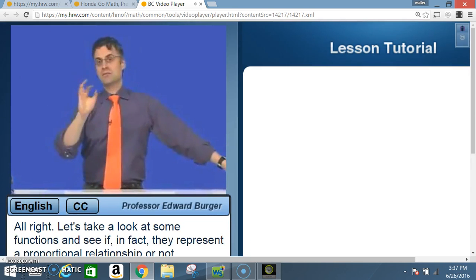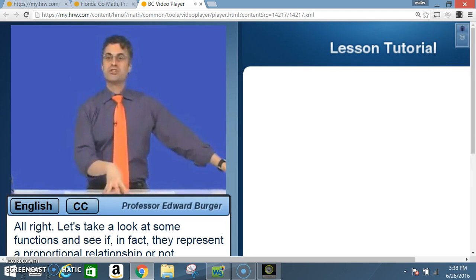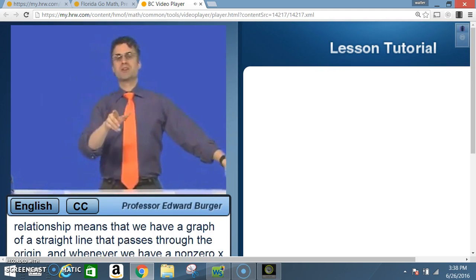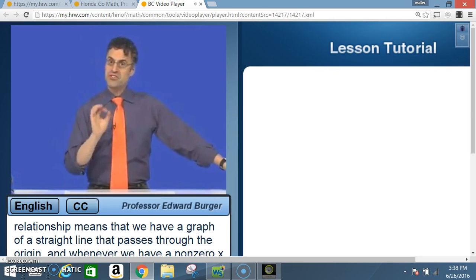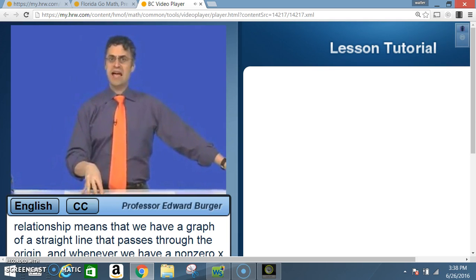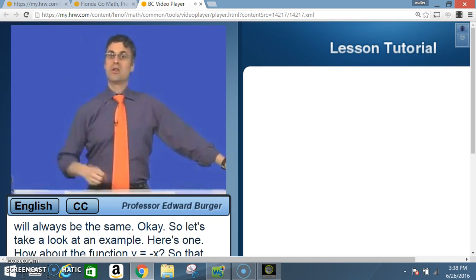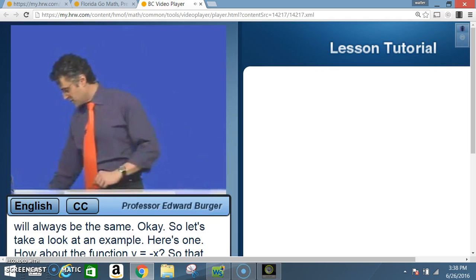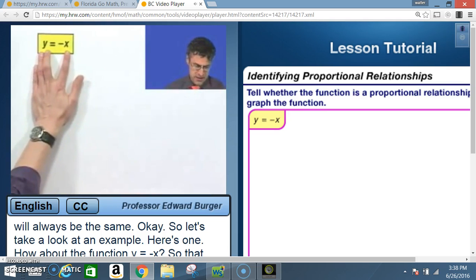All right, let's take a look at some functions and see if, in fact, they represent a proportional relationship or not. Remember, a proportional relationship means that we have a graph of a straight line that passes through the origin, and whenever we have a non-zero x and y, the ratio will always be the same. Okay, so let's take a look at an example. Here's one. How about the function y equals negative x?